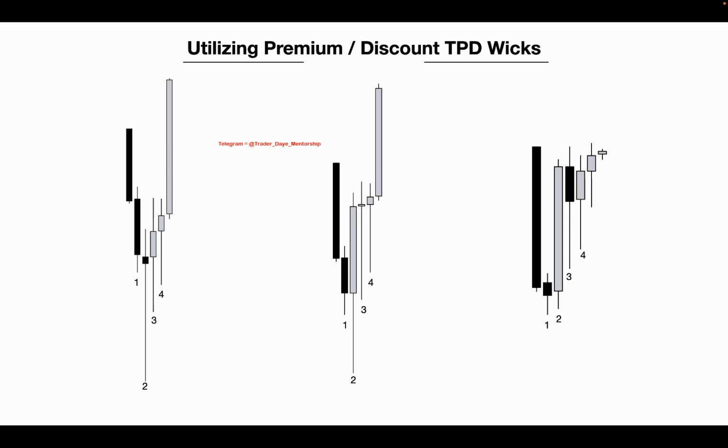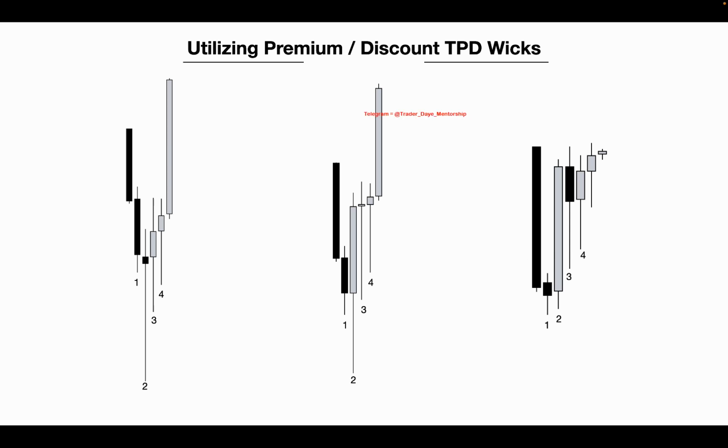But utilizing the premium and discount wicks, the candle after the TPD, because now you've already been introduced to the fact that there are many candles in the sequence. It's not just 3. There are multiple you can use. So whenever candle number 3 is also a TPD, it will usually be a continuation of candle number 2. And on candle number 4, you can use the same approach of buying below candle number 4 and buying below the 50% point of candle number 3's wick, which you can see right here.